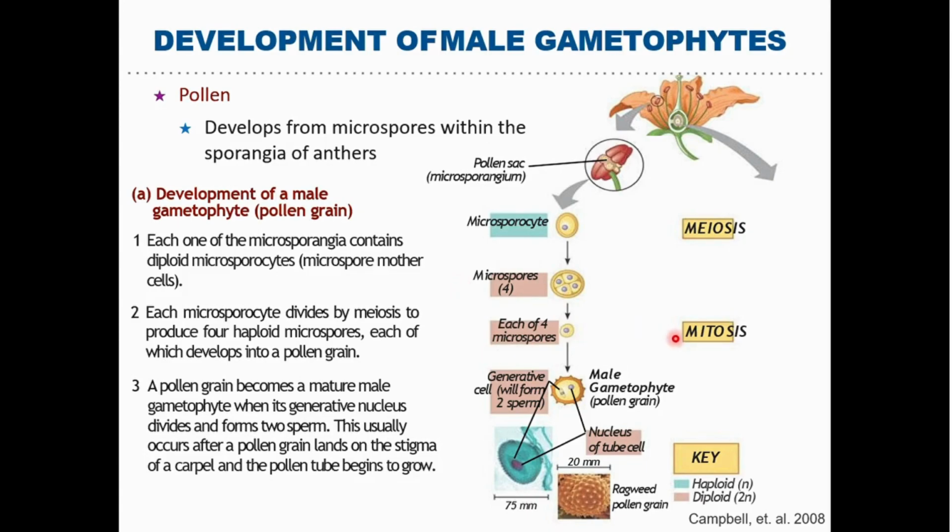A pollen grain becomes a mature male gametophyte when its generative nucleus divides and forms 2 sperm. This is by the process of mitosis. This usually occurs after a pollen grain lands on the stigma of a carpel and the pollen tube begins to grow. The generative cell consists of the tube cell. This tube cell will eventually form the tube in the stigma to deliver the sperm to the egg.